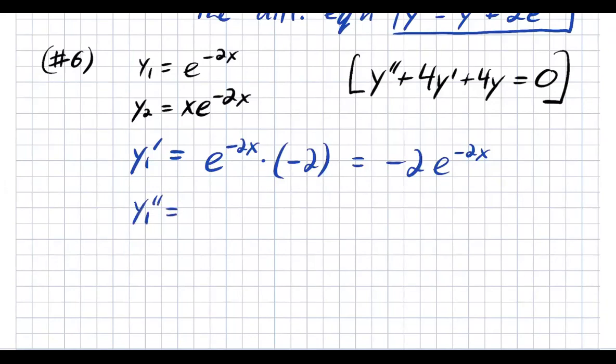is going to be, so we're going to take the derivative of y prime now. So it'll be the constant times the derivative of e to the negative 2x. So that will be e to the negative 2x. And then again, we use chain rule. So we have to multiply by the derivative of the inside function. And the derivative of negative 2x is negative 2. And this ends up giving us 4. So negative 2 times negative 2 is 4. So we get 4e to the negative 2x.